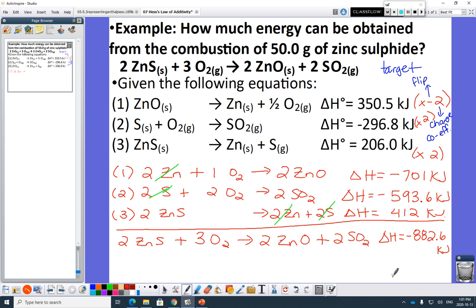Yes, because this is the only step that I had to reverse. See how these are the reactants and now they're the products? Because I want it to be on the product side. So if you flip it around, you change the sign. Okay? Yes, Maria.